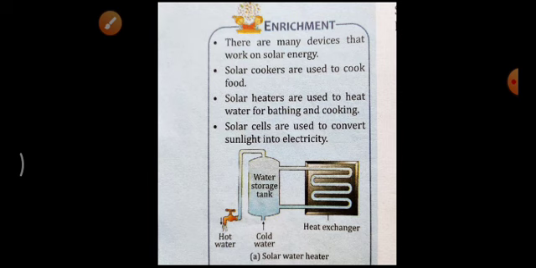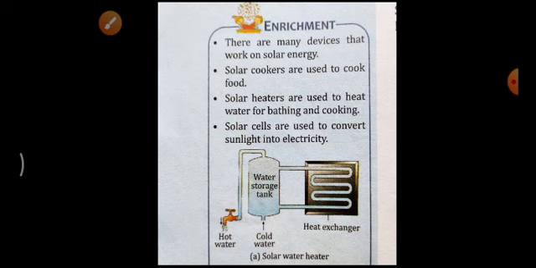Then solar cells are used to convert sunlight into electricity. You know that nowadays solar panels and solar cells are used everywhere. How is that converting? It receives the energy from the sun, and it converts that energy, that is solar energy, into electricity.